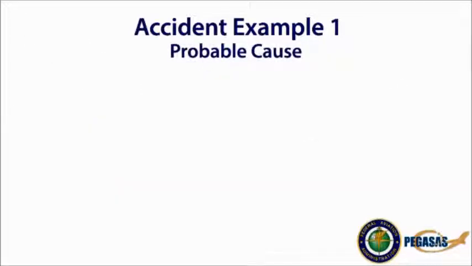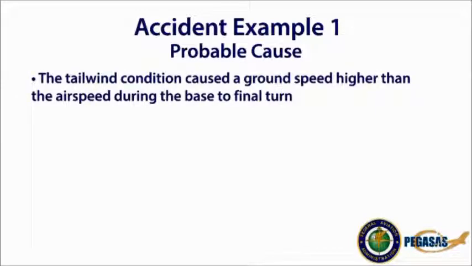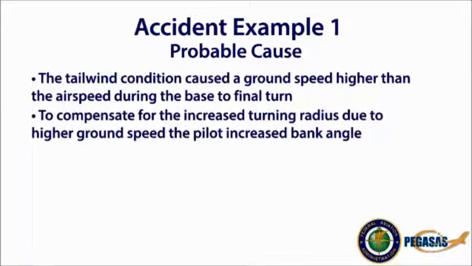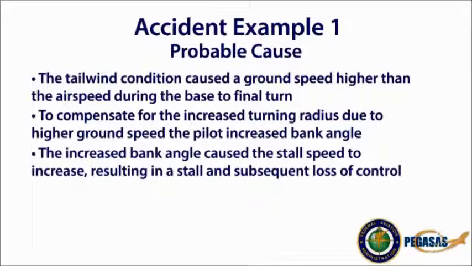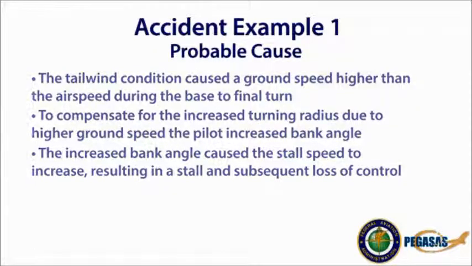During the evaluation, the NTSB determined the probable cause to be the tailwind condition, which caused a ground speed higher than the airspeed during the base to final turn. To compensate for the increased turning radius due to the higher ground speed, the pilot increased the bank angle. The increased bank angle caused the stall speed to increase, resulting in a stall and subsequent loss of control.